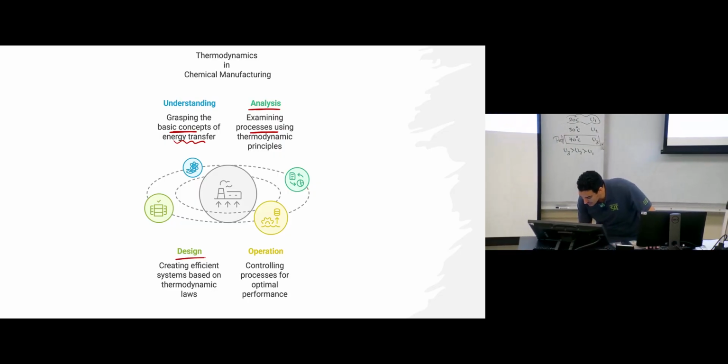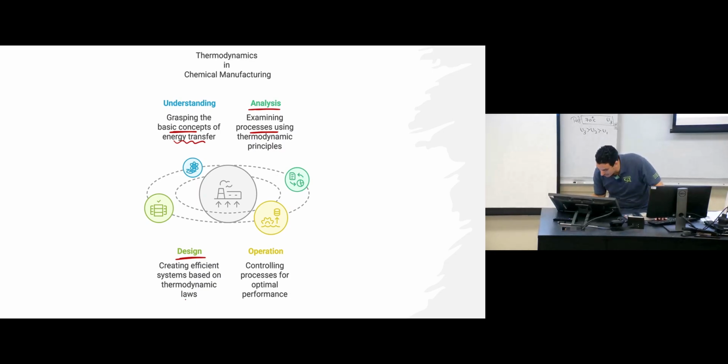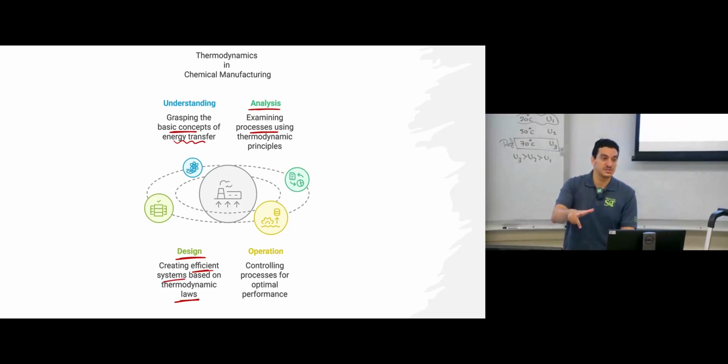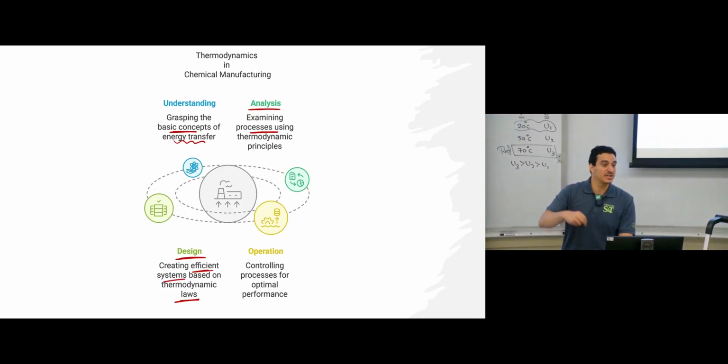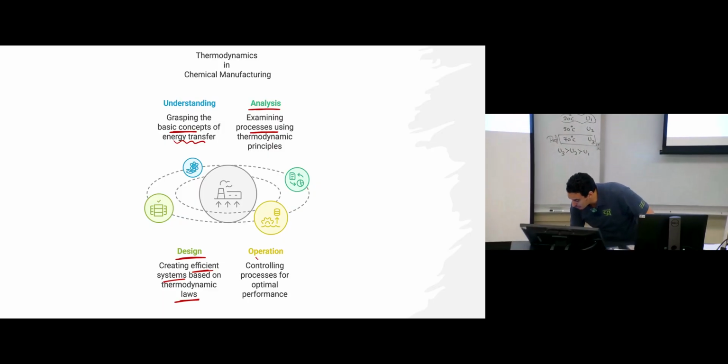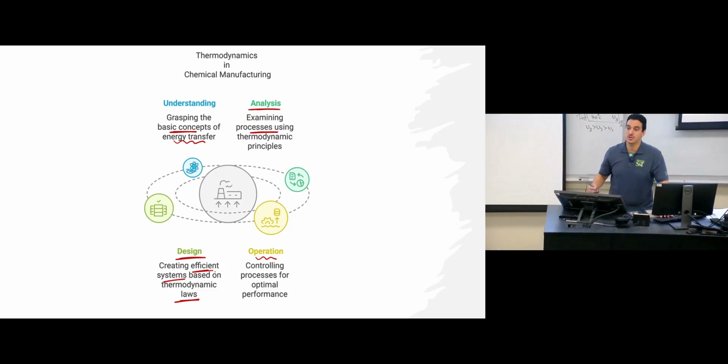Then we need to design a process. So again, thermodynamic laws help you to design efficient systems. At the end, I need to have an efficient system. An efficient system means giving you the same output, the same product, with the minimum amount of energy. Okay? And finally, thermodynamics helps you in the operation of these systems.